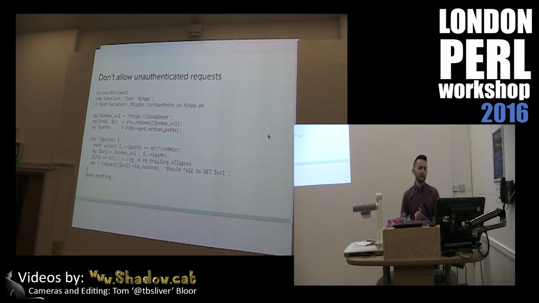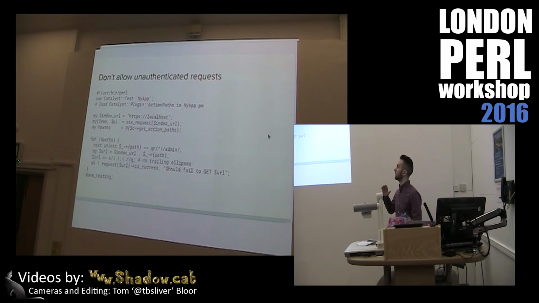So it uses a plugin called Catalyst::Plugin::Action::Paths to extract all of the URLs supported by the Catalyst application. And at that point, it loops through those paths. It tries to fetch each one, and if it's an admin path and it succeeds, it throws a failure because it's not authenticated. So like the compilation test, we really start with some data, we create an iterator, and we have a generic test to apply to every item in that data.